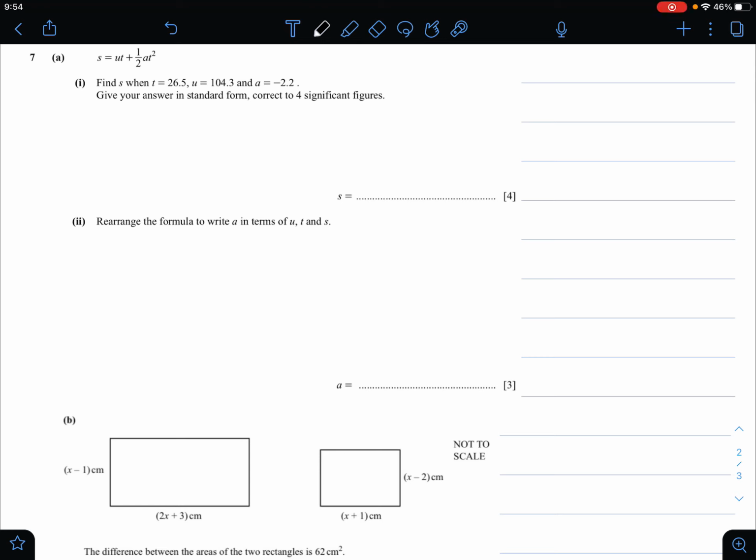So for part A1, they are asking us to solve. They've given us the values of the different variables in the equation, and we have to get a value or an answer for the S variable. So let's go ahead and do that.